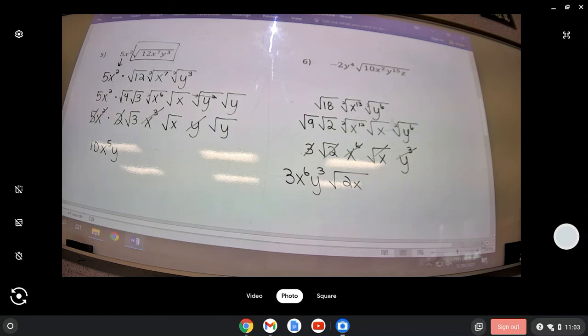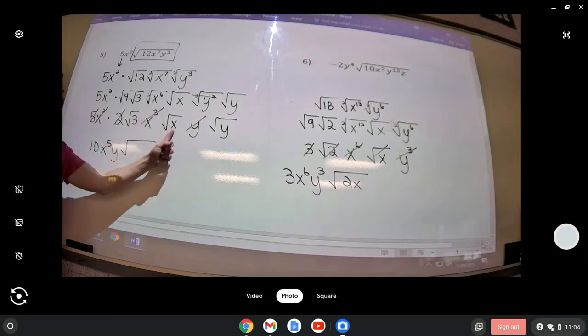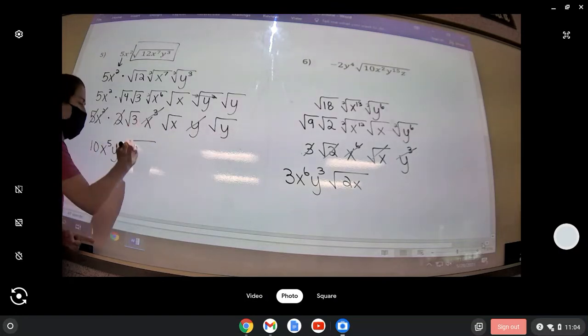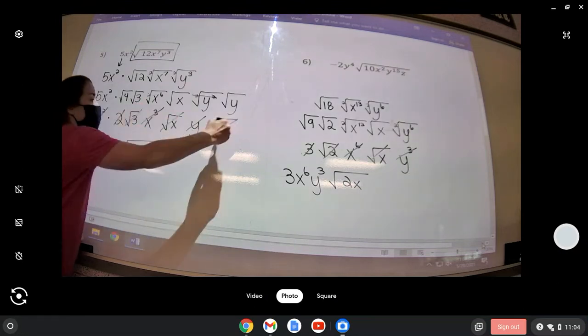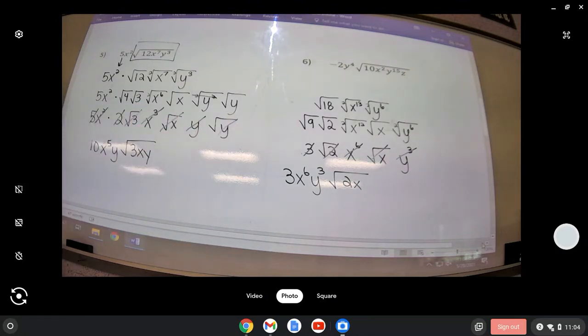Now we're going to go through and multiply anything still stuck together and put it under one square root. So that's going to be 3 times x times y. 3xy. And then he's done, and he's done. And you're good to go.